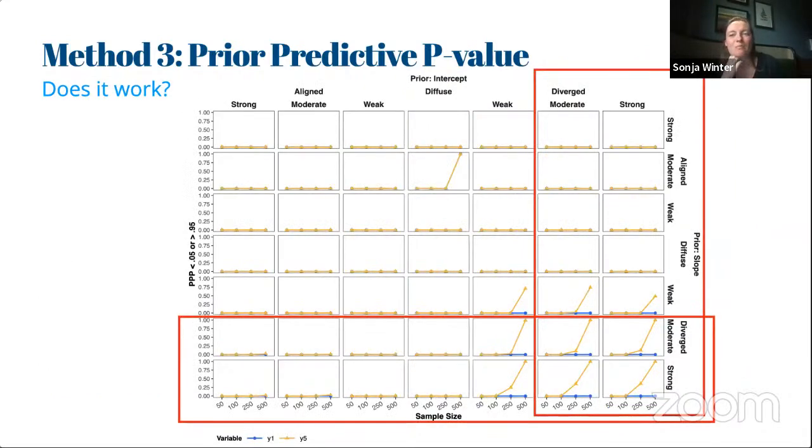So again, this figure looks the same as the ones that we've seen before. But as you can tell, when we use these cutoffs of 0.05 and 0.95, we don't really detect a lot of prior data disagreements, especially not when we're looking at the first time point. So when we're looking at y1, which is shown here with a blue line, which you can barely see because it's just flat against the 0. When we looked at the final time point, y5, we do see that if both priors are diverged and informative, and our sample size is relatively large, so that's this bottom right part of the graph, we do get some detection of prior data disagreements.